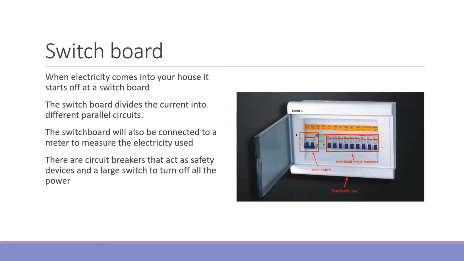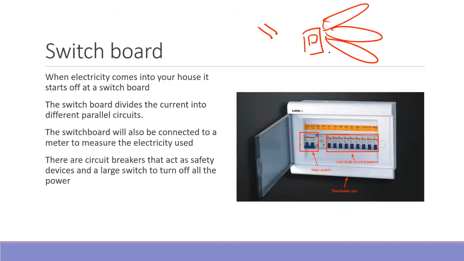The switchboard divides the electricity into different parallel circuits. So if you imagine your electricity comes streaming in, it goes into a switchboard, and then your switchboard splits it into different currents. Sometimes these currents are called rings. And of these different circuits, one of them might be for lights. One of them might be for your appliances.